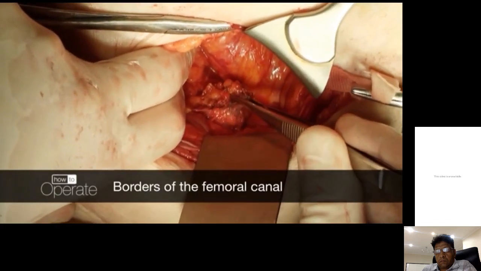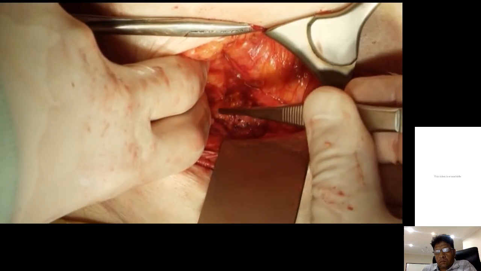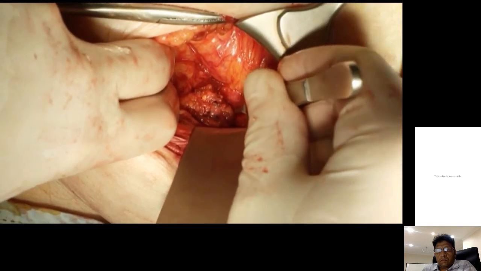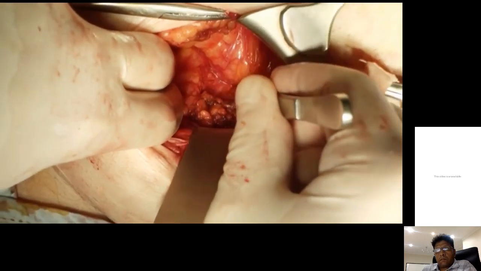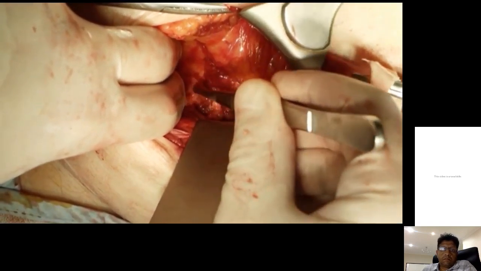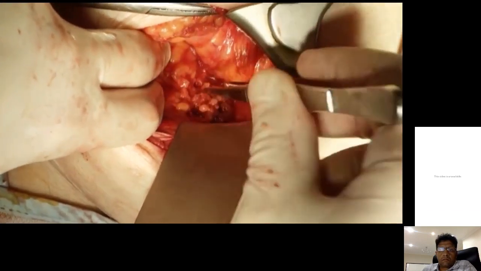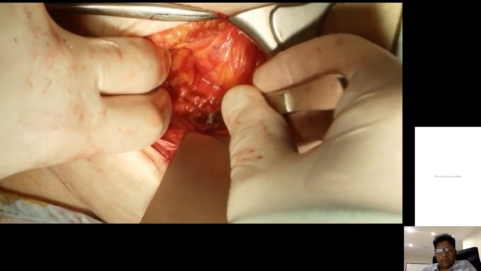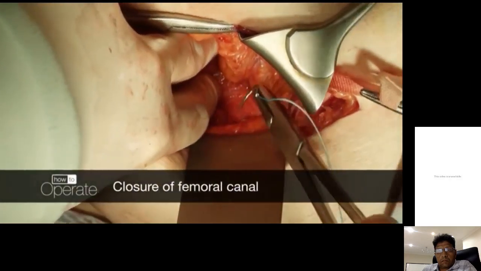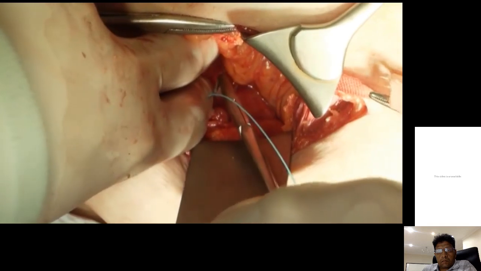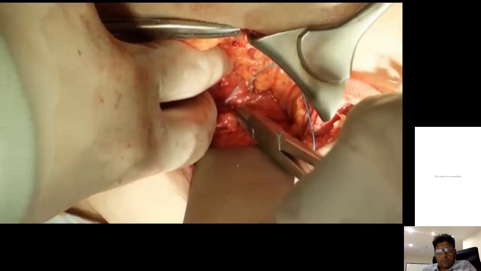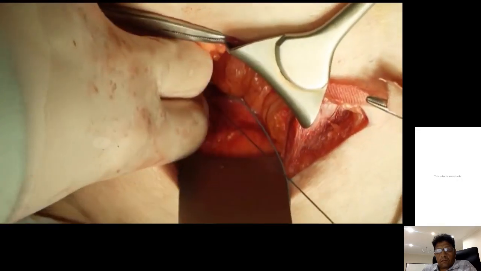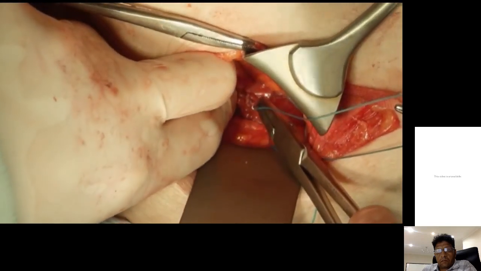This is the content of the femoral canal. Anteriorly is the inguinal ligament. Medially is the lacunar ligament. Posteriorly is the pectineal ligament. And laterally is the femoral vein. We obviously can't stitch to the femoral vein, so you can stitch anterior to posterior. Or you can insert some mesh in here. So pectineal ligament posteriorly. Inguinal ligament anteriorly.